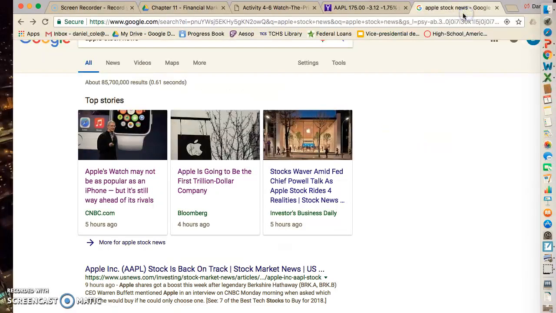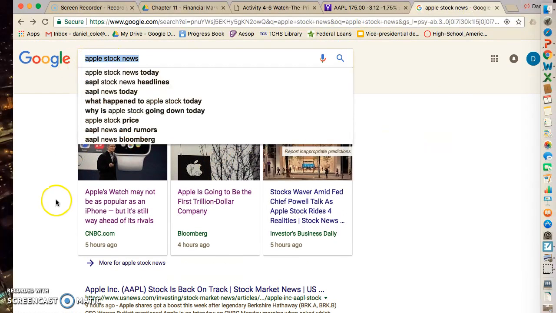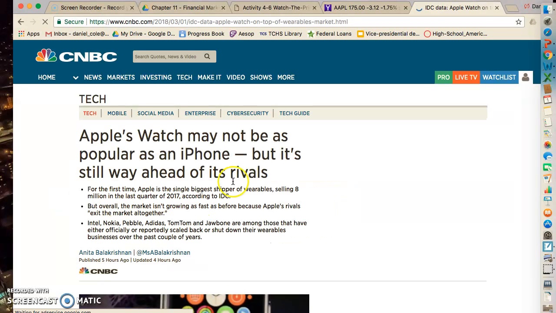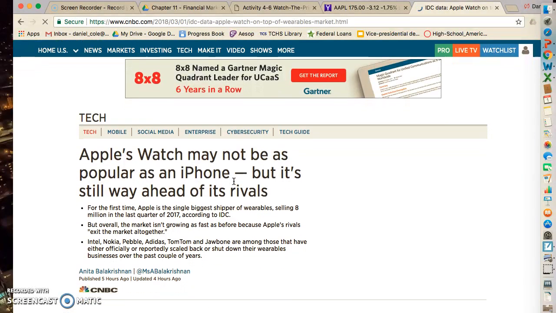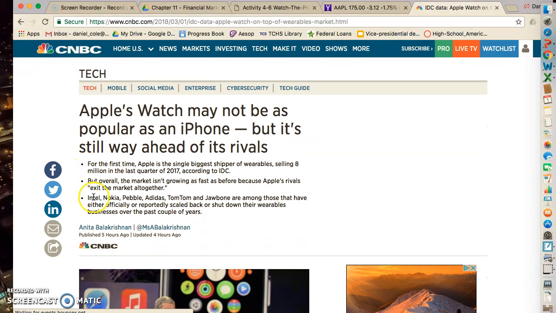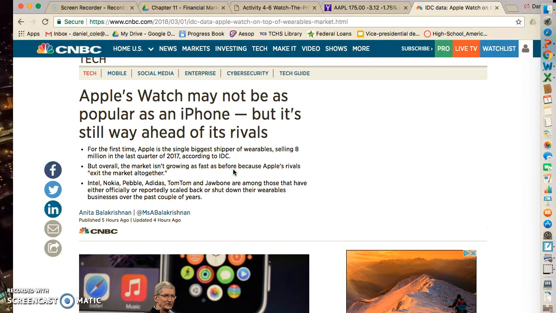So for Apple, I'm going to go and Google Apple stock news. Okay, what comes up is a couple articles. So for example, if we open this one up, it says Apple's watch may not be as popular as an iPhone, but it's still way ahead of its rivals. So it looks like here that for the first time, Apple is dominating in terms of watches and things like that due to their wearable, iWatches or Apple watches.